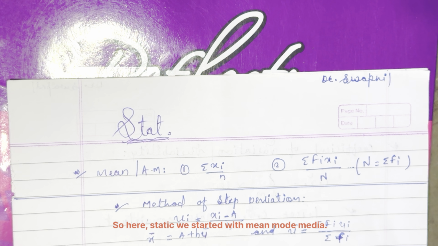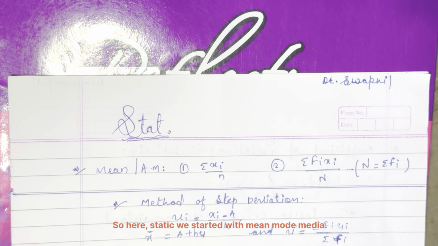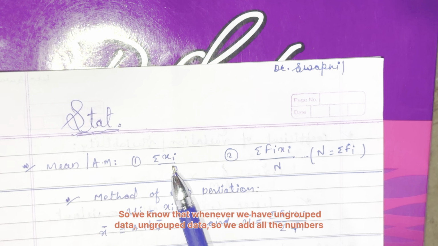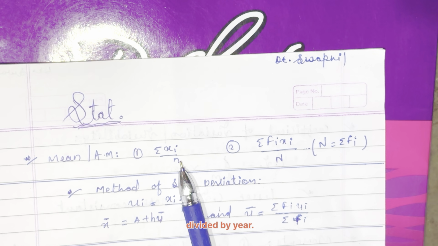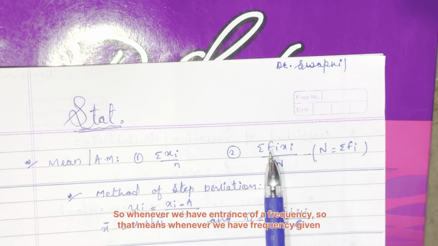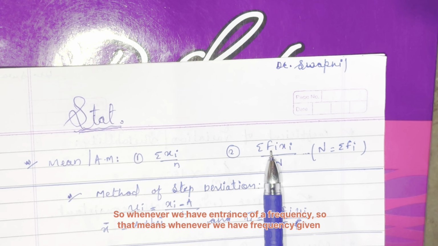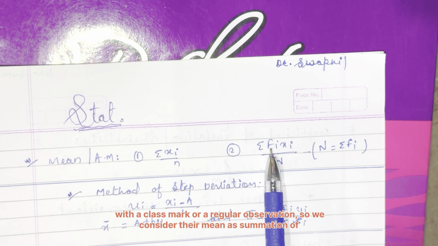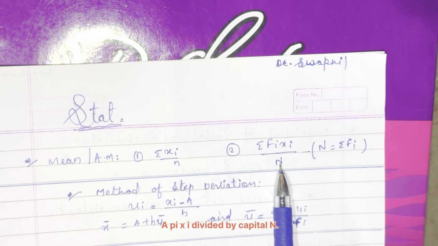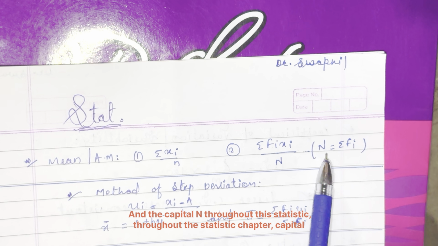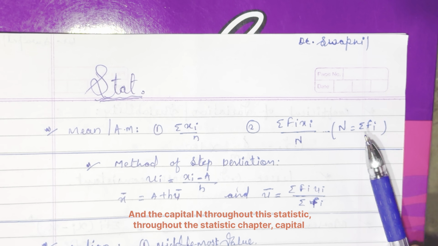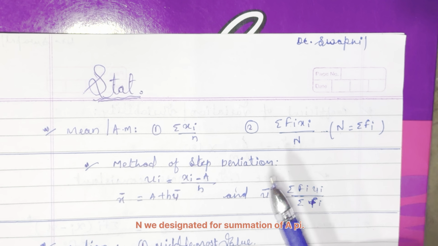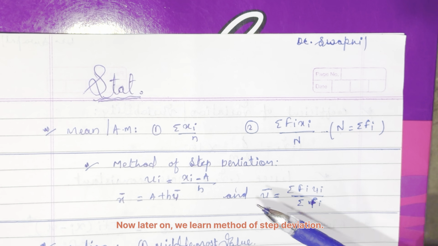Here in our statistics we started with mean, mode, median. For mean, we know that whenever we have ungrouped data, we add all the numbers and divide by n. Whenever we have a frequency given with a class mark or a regular observation, we consider the mean as summation of fi xi divided by capital N. Throughout the statistics chapter, capital N is designated for summation of fi.